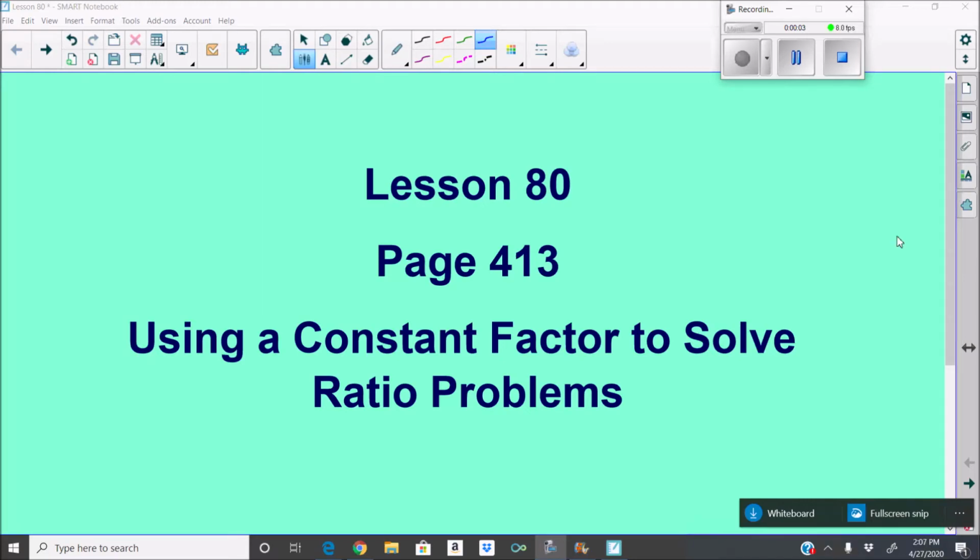Hello students, here is math lesson 80. This is on page 413 in your math textbook. Today's lesson is talking about using a constant factor to solve ratio problems.